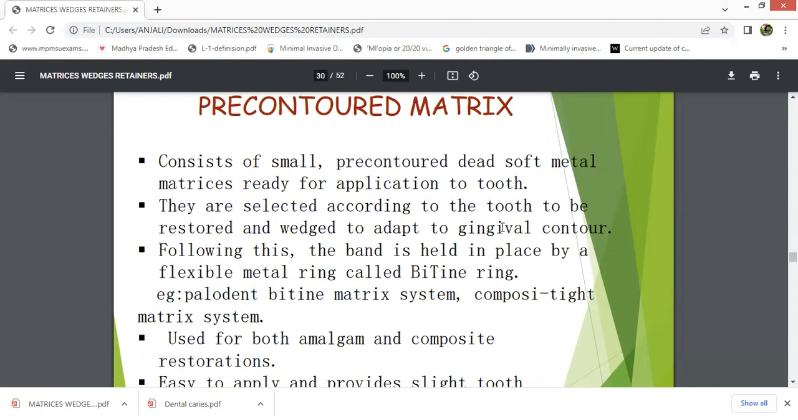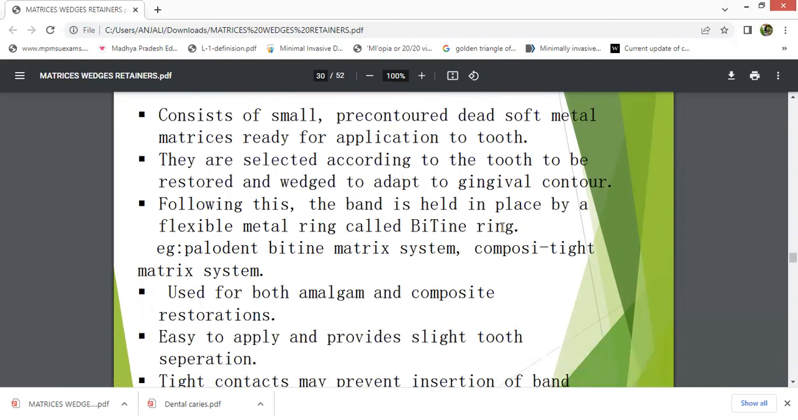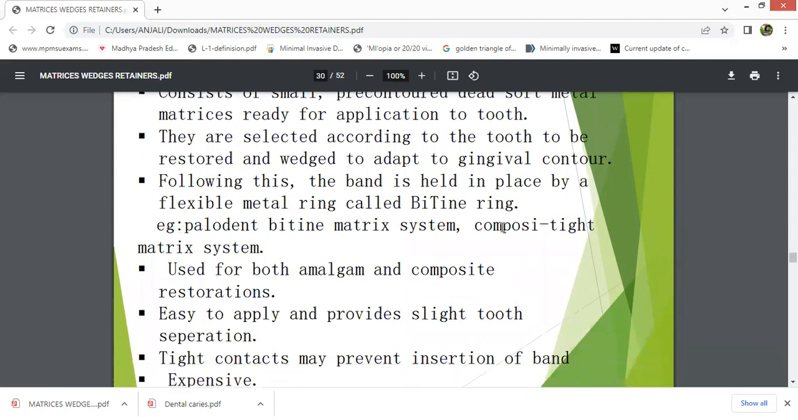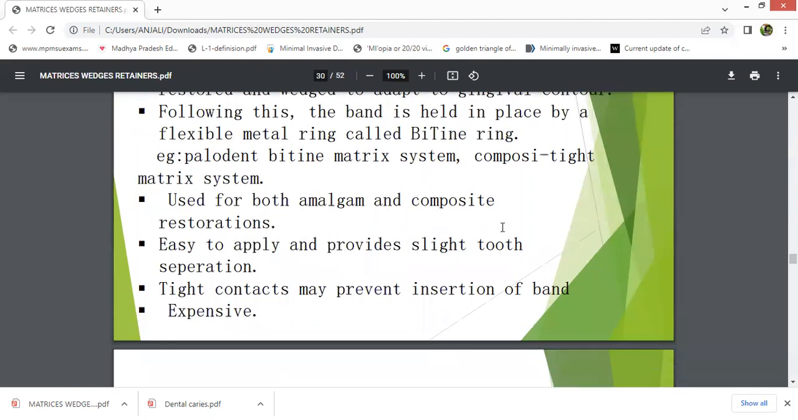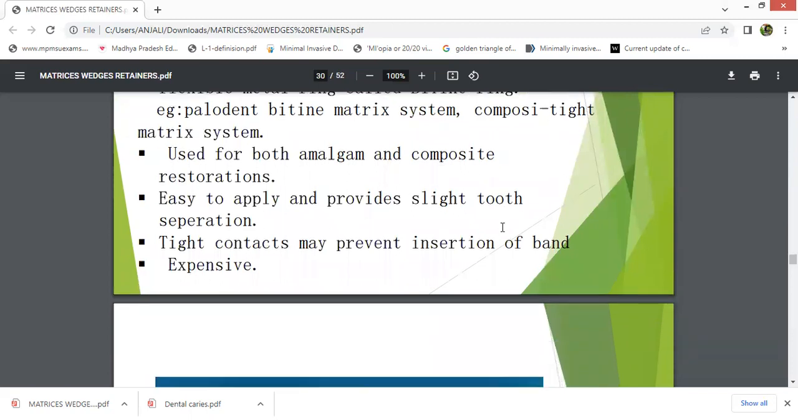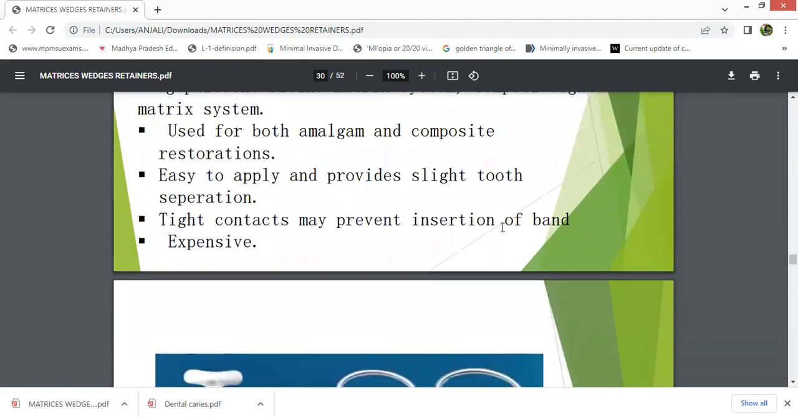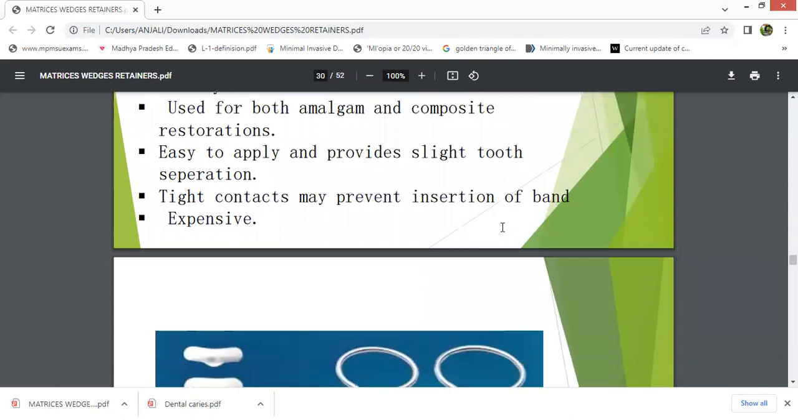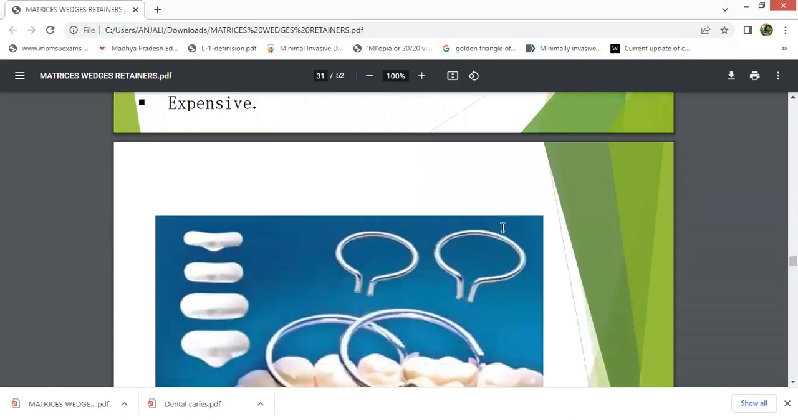So pre-contoured matrix में क्या है कि consists of small pre-contoured soft metal matrices ready for application to the tooth. They are selected according to the tooth to be restored and are able to adapt to the gingival contour. Following this, the band is held in place by a flexible metal ring called a biting ring. Example क्या है? Garrison and Palodent matrix system, composite tight matrix system, used for both amalgam and composite restoration. Easy to apply, provides slight tooth separation, tight contact, may prevent the insertion of band, expensive. See the diagram.